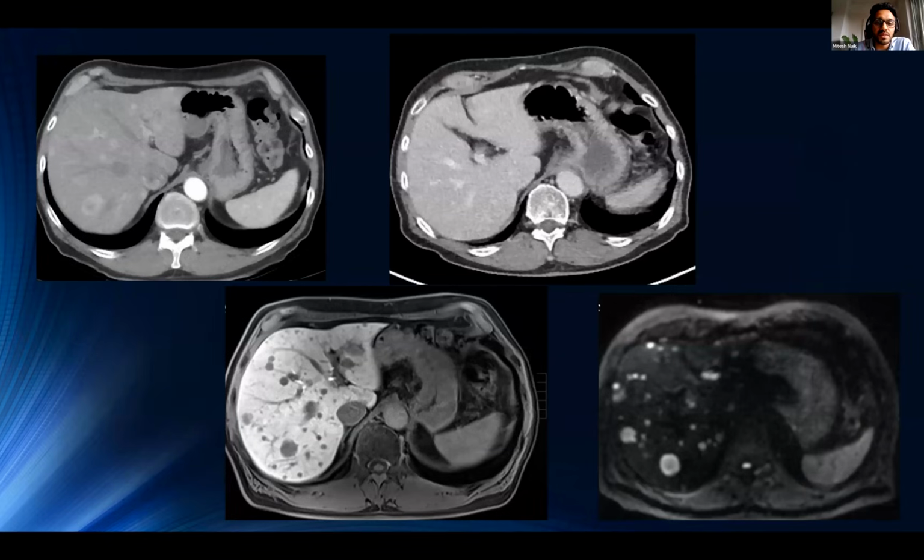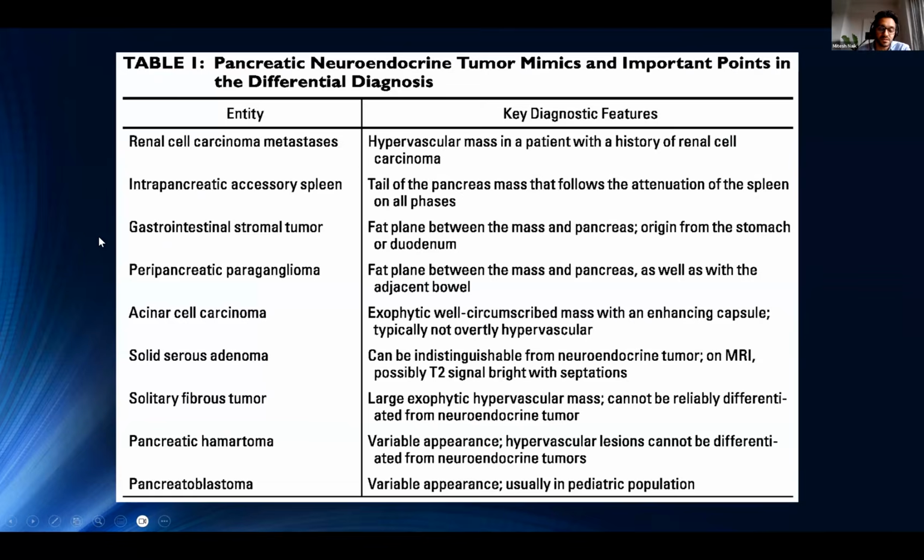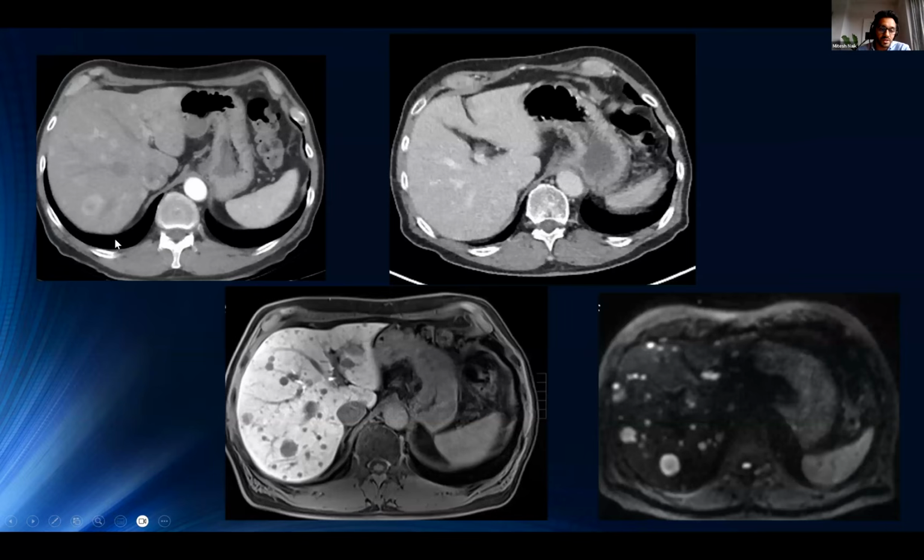Okay, so here's an example demonstrating the improved sensitivity of MRI compared to CT. So on the top left image, I do have arterial phase imaging, but you can only see a couple.